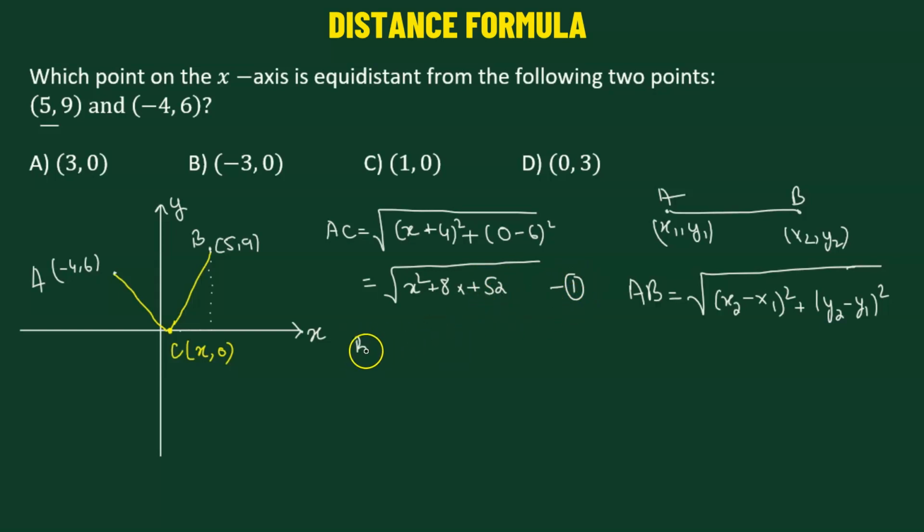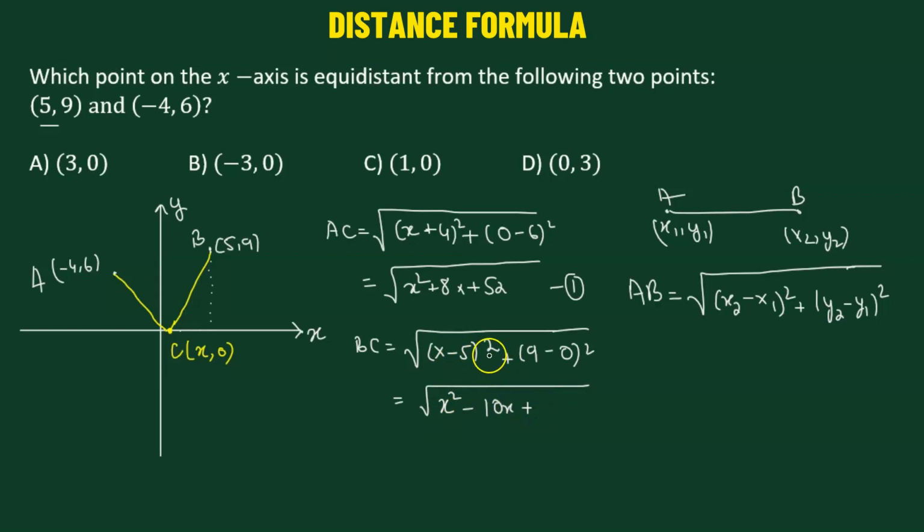Then we'll find the length BC. So BC is going to be equal to the square root of, underneath the square root, the difference of the x coordinates, so that's (x minus 5) whole squared added to (9 minus 0) squared. So we have the square root of x squared minus 10x plus 25, expanding (x minus 5) whole squared, and 9 squared is 81. So 25 plus 81 is 106. Let this be number 2.